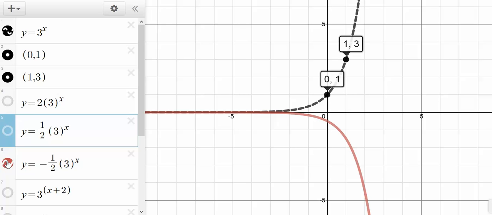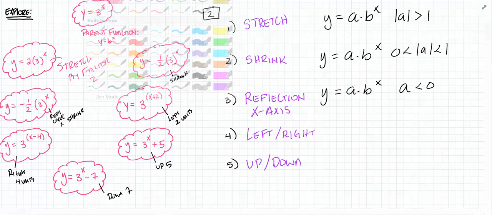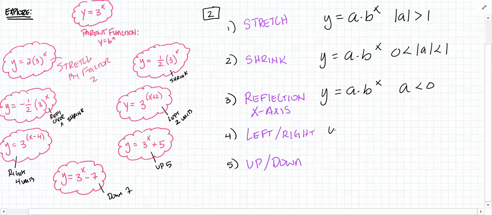All right, next on our list is left and right. I'll go back to black to make sure we're in the same color scheme here. If I gave you y is equal to b to the x plus or minus h, notice where the value that I'm adding or subtracting is. It's all up in the exponent here. The two examples I gave you were 3 to the x minus 4 and 3 to the x plus 2. So let's explore those real quick.